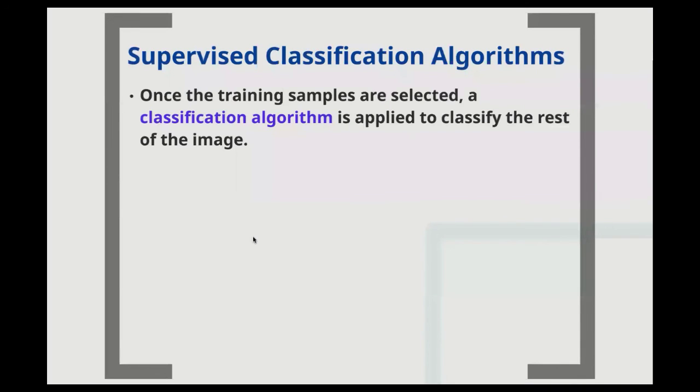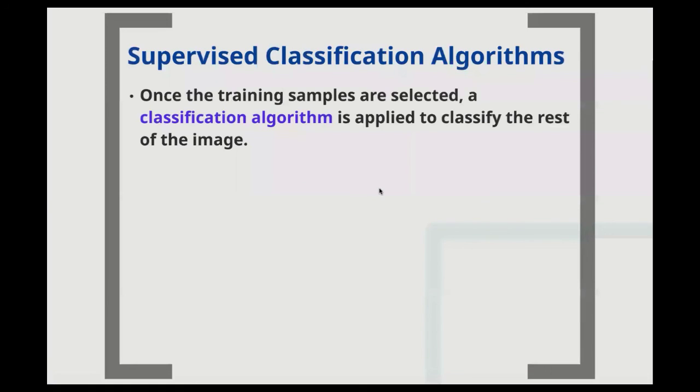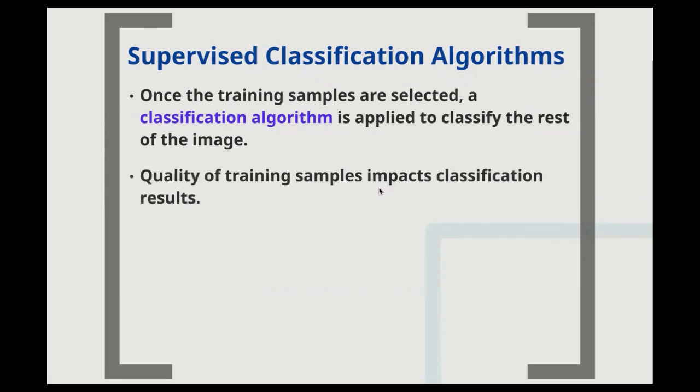You select everything in the lake, but depending on where in the lake, the water class can show a multimodal distribution. So once the training samples are selected, the second step is basically automatic within the program. You will run a classification algorithm to classify the rest of the image based on your training samples. So the program will learn from your training samples.